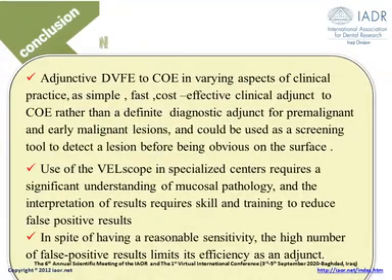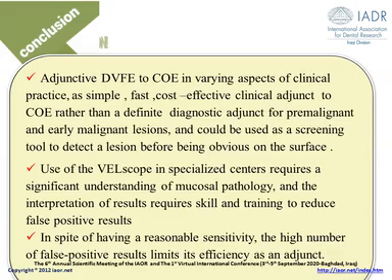So that leads us to the conclusion that direct visual fluorescence examination by biloscopy is considered adjunctive to the conventional oral examination in various aspects of clinical practice, as a simple, fast, cost-effective clinical adjunct to the conventional examination. It is not a definitive diagnosis for premalignant and malignant lesions, but could be used as a screening tool to detect a lesion before it becomes obvious on the surface.